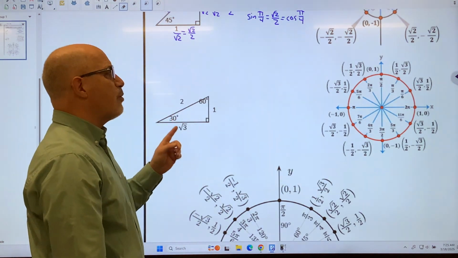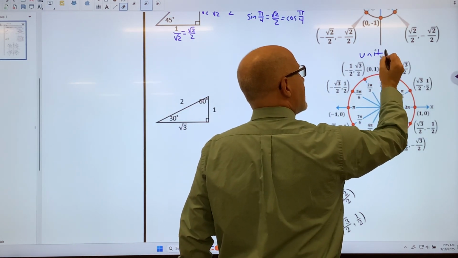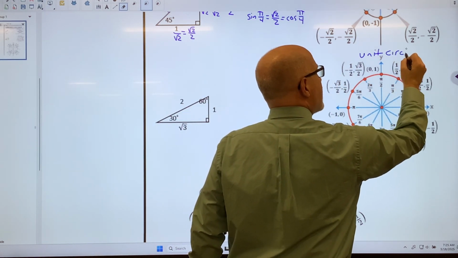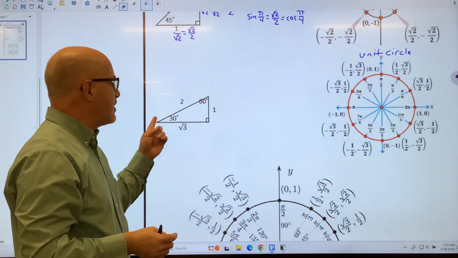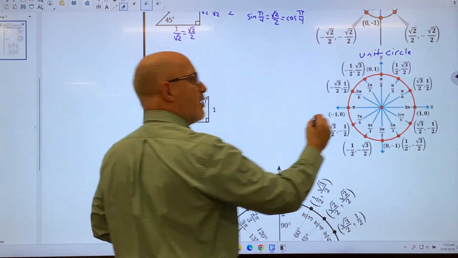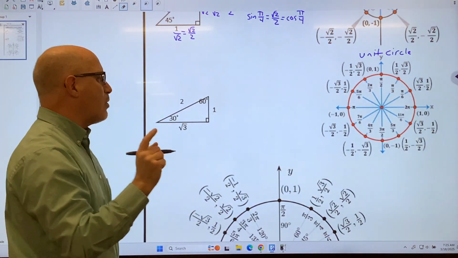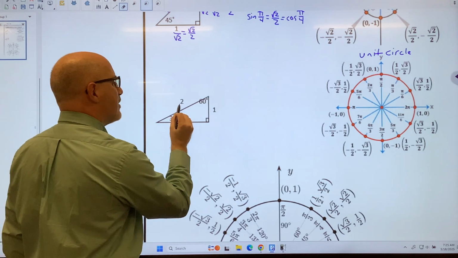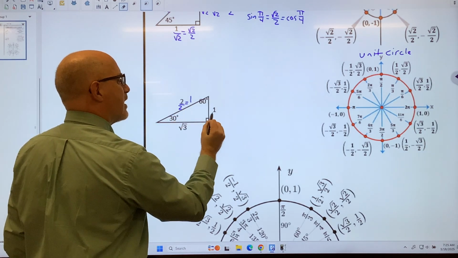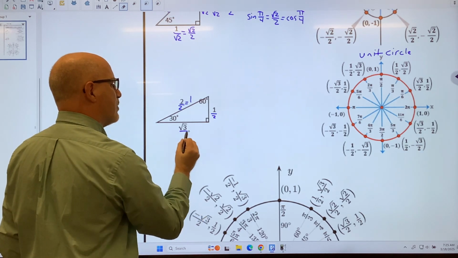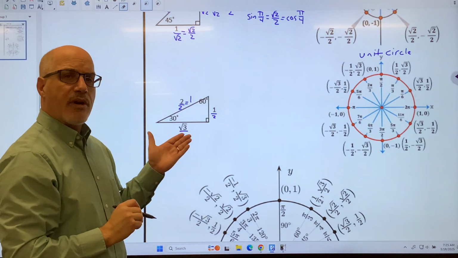Well, if we want this to be a unit circle that we're dealing with, so the radius would equal 1, then we want this side, the length going out to the circle, to equal 1. So we're going to make the hypotenuse equal to 1. So 2 over 2 would equal 1. So I can divide everything by 2. So notice now I've got new ratios here I can use.